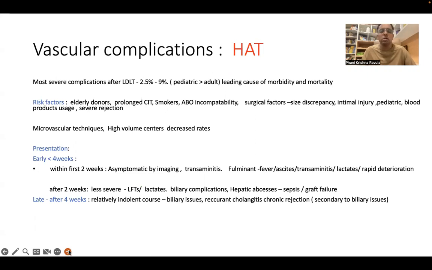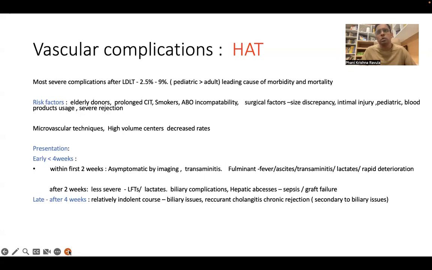The incidence varies in literature. Publications vary between 2.5 to 9%. Generally, anywhere between 3 to 5% is an acceptable rate. In the pediatric transplant, obviously, because of smaller vessels, the incidence of hepatic artery thrombosis is more, and it's a leading cause of morbidity and mortality.